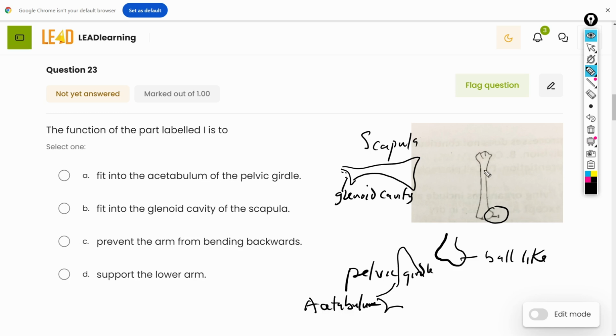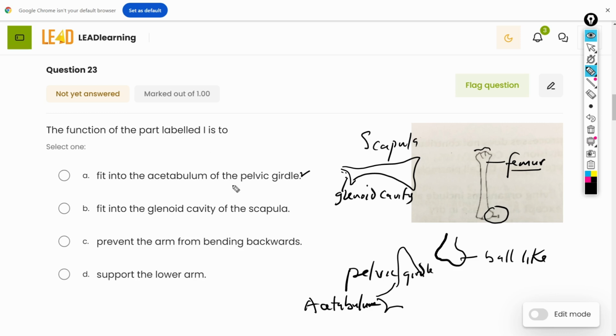Now we need to identify what this bone is. This particular bone, clearly because of the ridge on the surface here, is the femur. That's the longest bone in the body. And if this bone is the femur, it means that its head will fit into the acetabulum of the pelvic girdle. So the function of part 1 is A, fit into the acetabulum of the pelvic girdle.